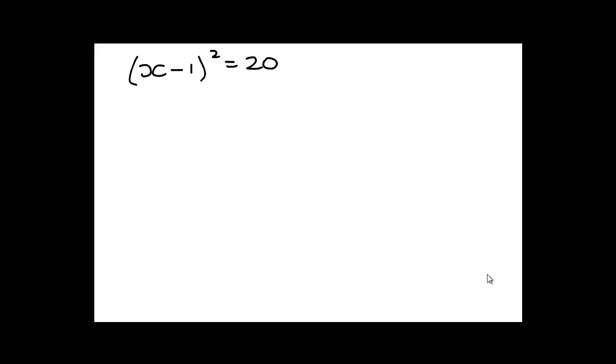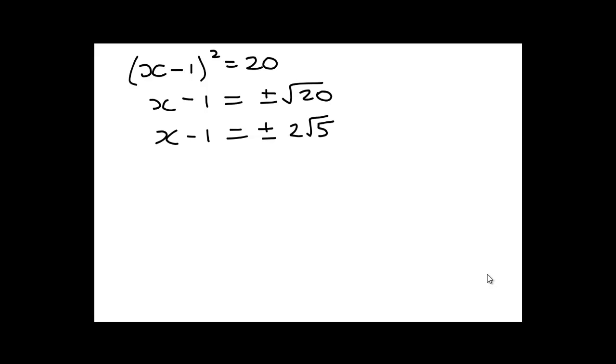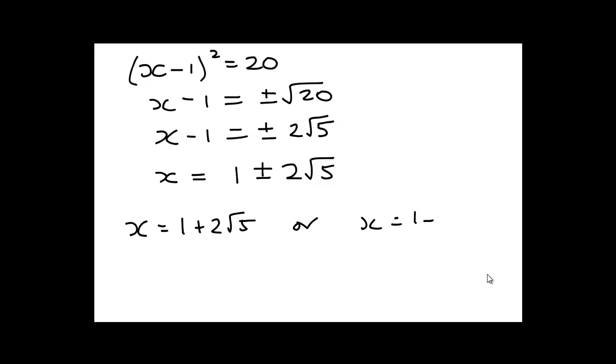(x - 1)² = 20. This is very similar to our previous example, but when we take the square root of both sides, we get the square root of 20, which is a surd, on the right-hand side. Now we want to simplify this, so this becomes plus or minus 2 root 5. We add 1 to both sides, we get 1 plus or minus 2 root 5. You can leave your answer like that, but bear in mind that x has two answers: x = 1 + 2 root 5, or x = 1 - 2 root 5. But it's okay to leave your answer in that form.